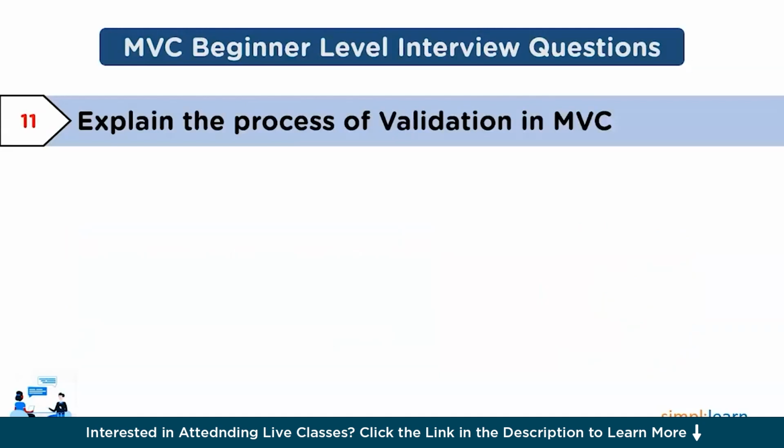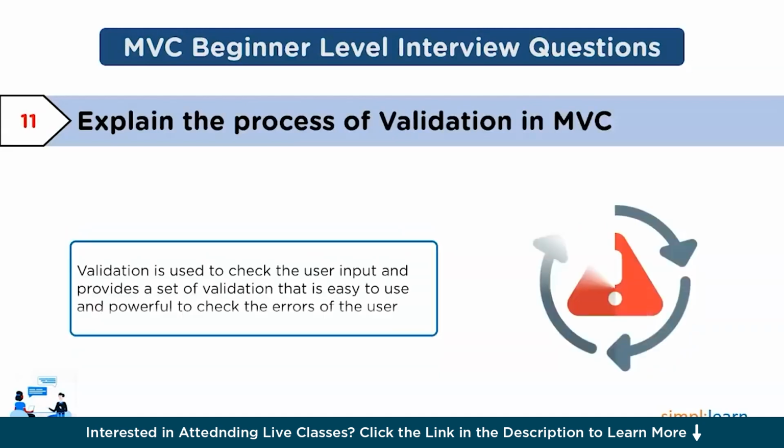Explain the process of validation in MVC. Validation in MVC is used to check the user input and provides a set of validation that is easy to use and powerful to check the errors of the user.